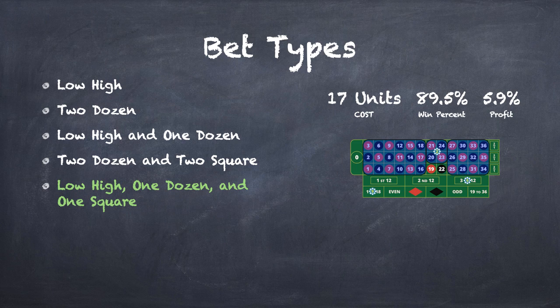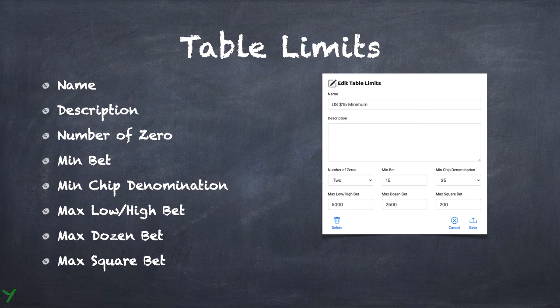All right, so let's take a look at how we go ahead and define table limits. Table limits basically describe the rules of the table. On this particular screen, we have the ability to enter a descriptive name and an actual description of the limit. That's primarily for the user, so when they see it, they know what it's all about. And then from there, you can define the number of zeros, and that value can either be 1 zero for a European table, 2 zeros for American, or we also have the ability for 3 zeros, which is in some Vegas casinos, I think it's Sands or something like that. So that does exist as well.